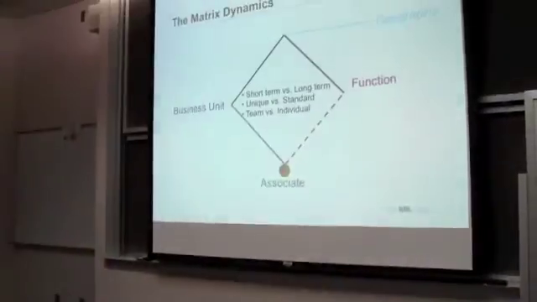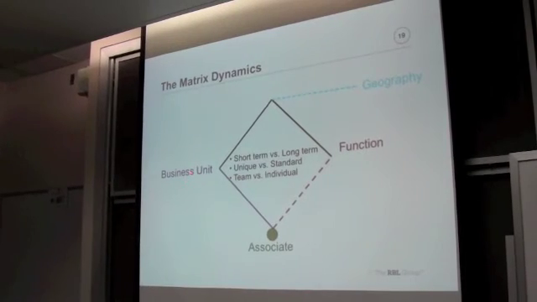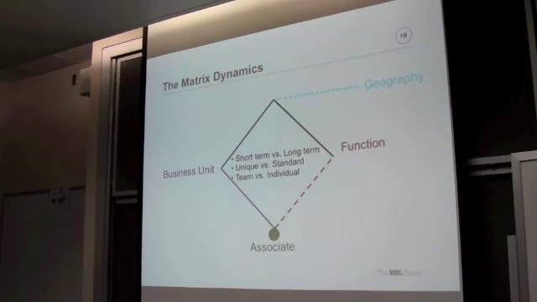So now we're kind of zeroing in on, here's you or I in the matrix, and we've got the business unit, we got the function, and they're toing and froing, and we got the geography in there as well. The short term versus long term, the unique versus standard, the team versus the individual, those things that we just talked about. And by the way, Galbraith says, and I think this is very, very critical, if one side always wins these debates, you do not have a matrix, in spite of what you call it. I don't care what you call it.